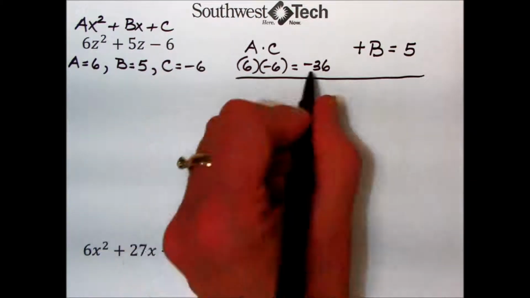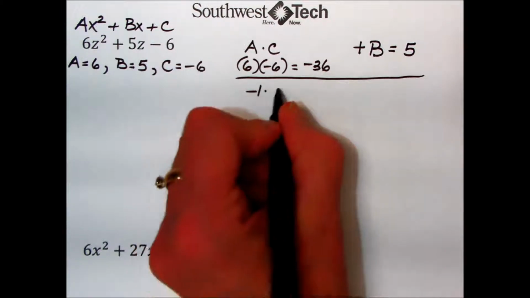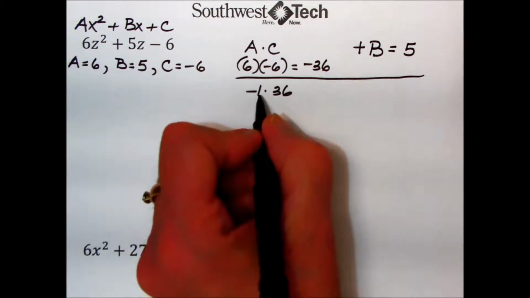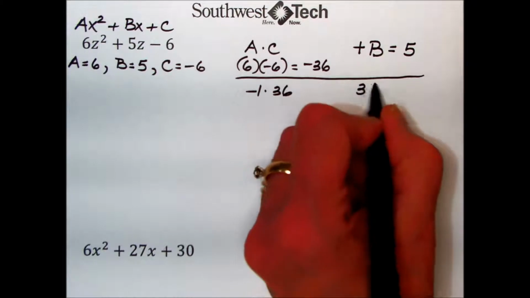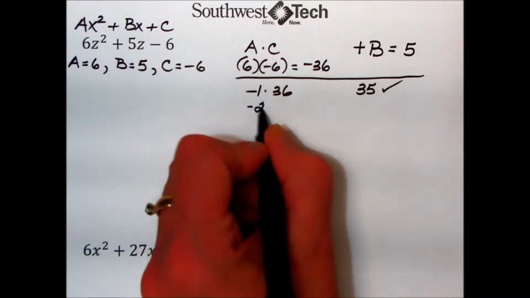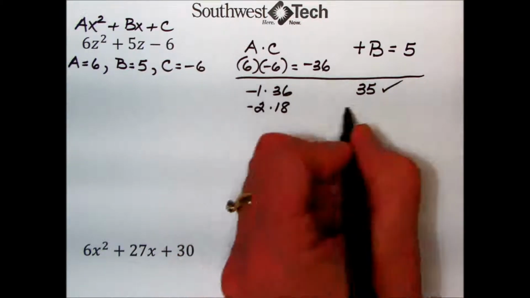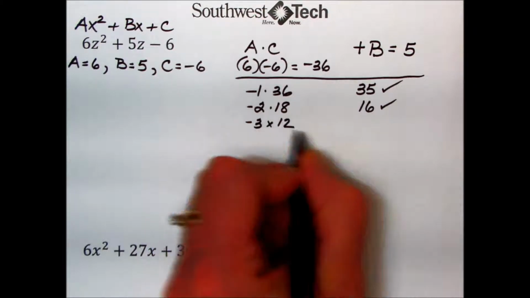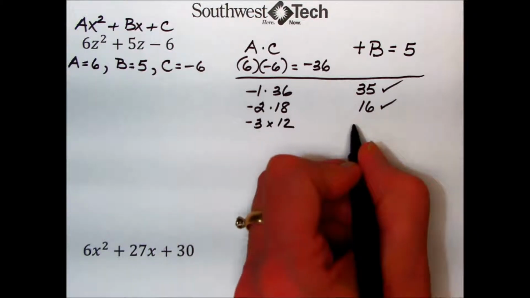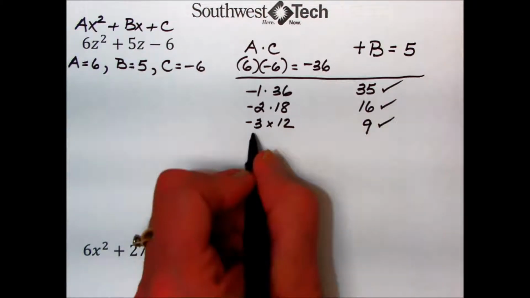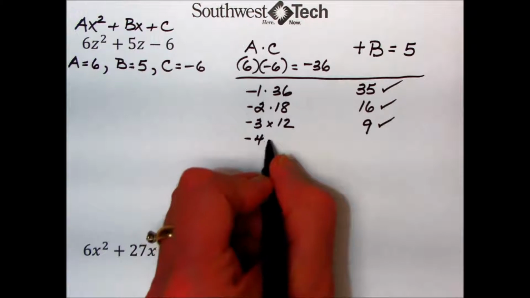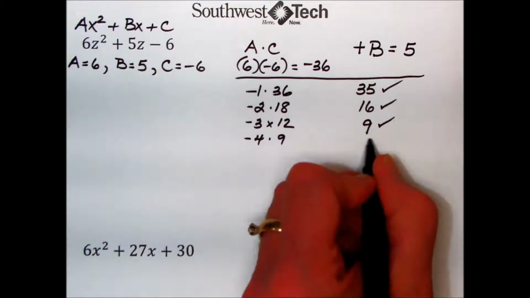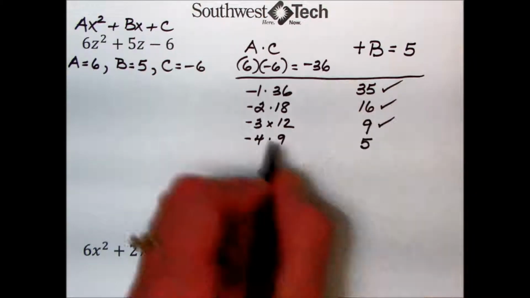So we start our test. One of these factors has to be negative, one has to be positive, and I'm just starting with the integers and working our way up. Negative 1 times 36 is negative 36 and adds up to be 35. I'm looking for a 5. Negative 2 times 18 gives us negative 36, adds up to be 16. Nope. Negative 3 times 12 gives us negative 36 and adds up to be 9. Closer, but not quite. 4 goes into 36 9 times. There's my negative 36 when I multiply, and when I add, there's the 5 that we're looking for.